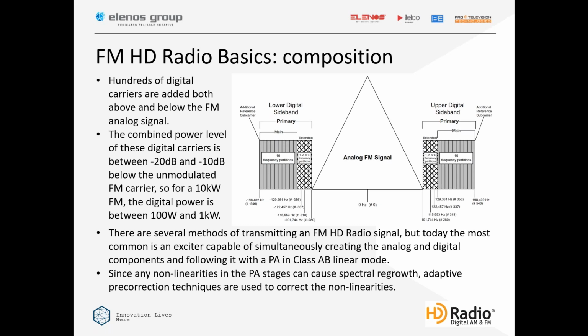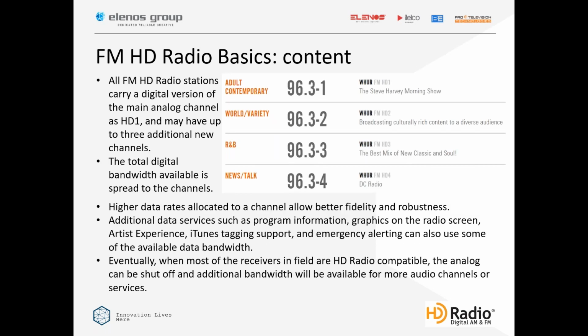There are several methods of transmitting an HD radio signal, but today the most common is an exciter capable of simultaneously creating the analog and the digital components in the same exciter and following it with a PA running in Class A/B linear mode. Since any nonlinearities in the PA stage can cause spectral regrowth, adaptive pre-correction techniques are used to correct those nonlinearities.